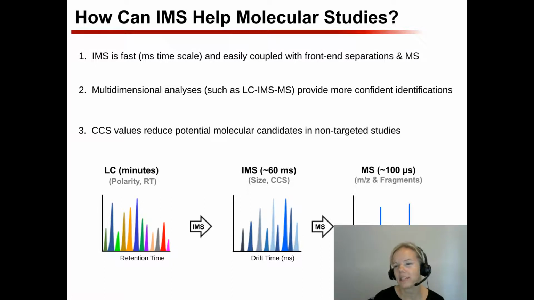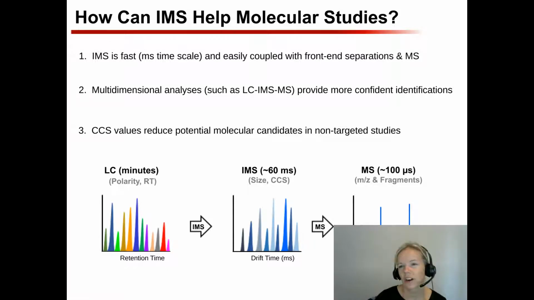And then we use time of flight because it has the rapid pulsing. And so then we can analyze each of those 60 milliseconds in about 150 microsecond pulses. So ion mobility is very fast. It can be coupled with these other separations. It allows for multidimensional analyses for more confident identifications, because if you're looking at a library, now you have 3 different dimensions to match your library to.